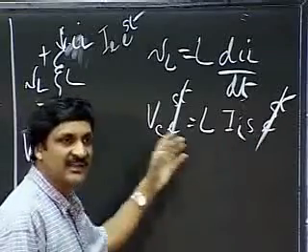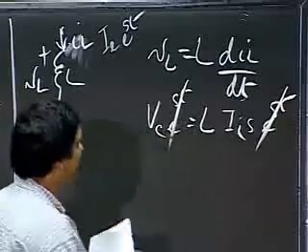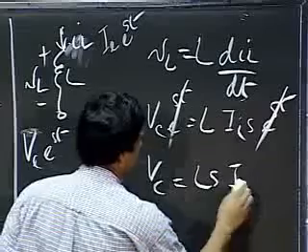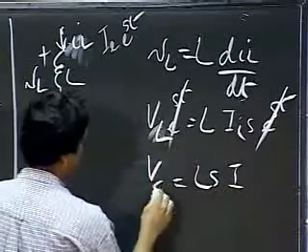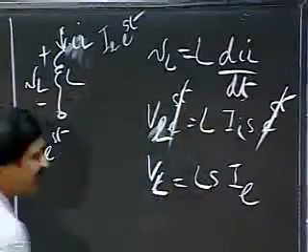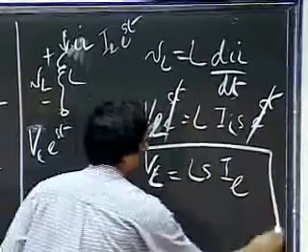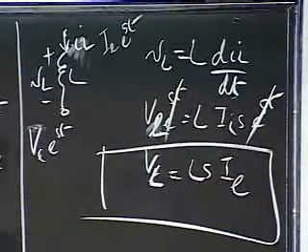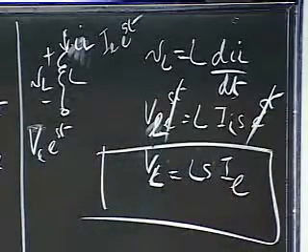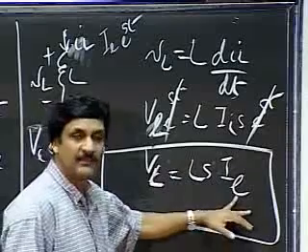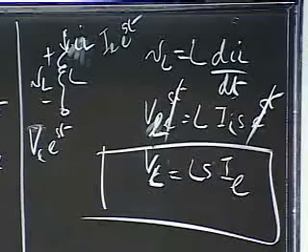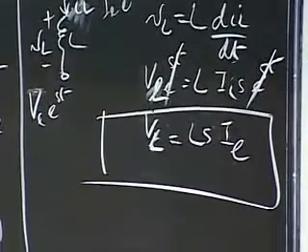If this was a sine, then I'd get a cosine and a sine. With exponentials, these cancel out, and what I'm left with is VL equals LS IL. Again, for the inductor, the voltage across the inductor relates to some constant, LS here, times IL. This is absolutely stunning, and it almost looks like a form of Ohm's law.